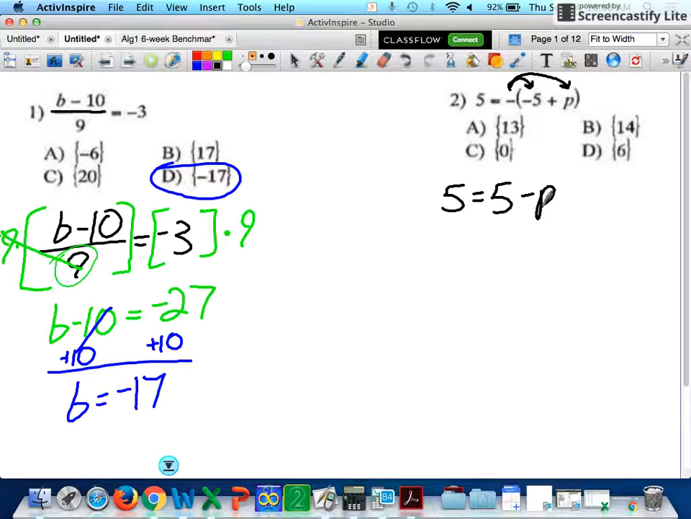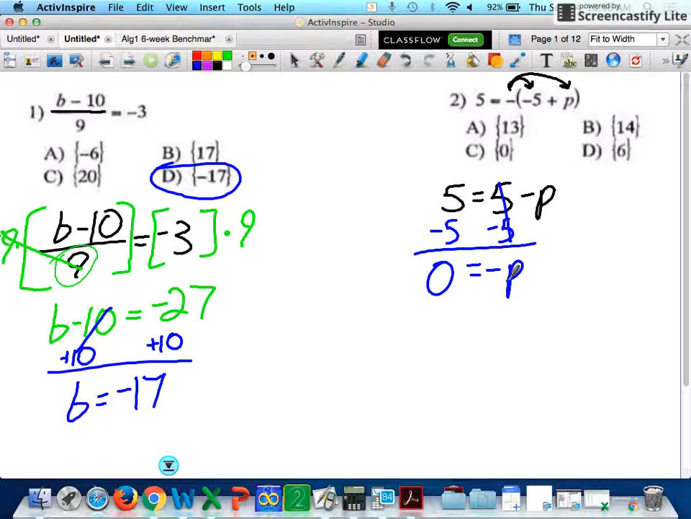Well, now we just want to get p by itself. So there's 2 ways to do this. One way is to just subtract 5 from both sides. That way we get p over here by itself. So I do that. I subtract 5 because I want to get rid of this 5 right here. So I subtract 5 from both sides. That cancels out. I get 5 minus 5 is 0, and then negative p.